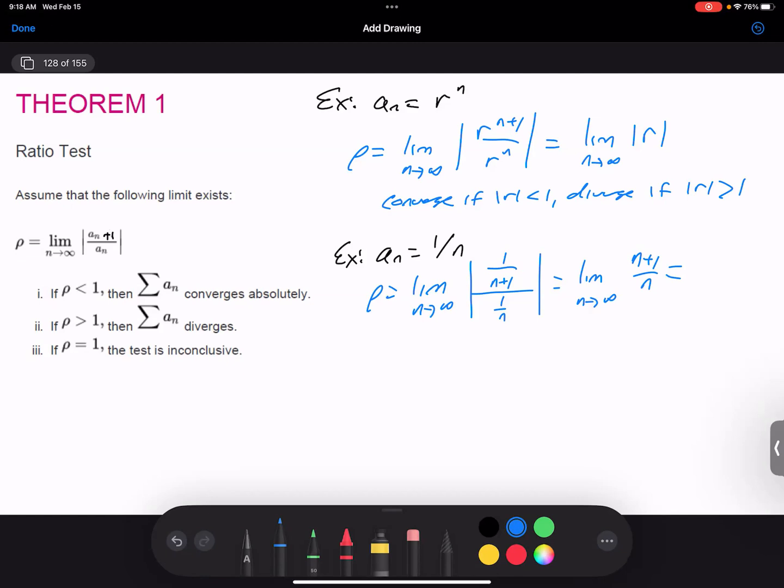If you have trouble with this, use an elephant gun. Use L'Hopital's rule, right? Take the derivative. This is overkill. It's fine. And if you use L'Hopital, consider it as a function of n, you would get 1 over 1. All right, so this is equal to 1, no information.